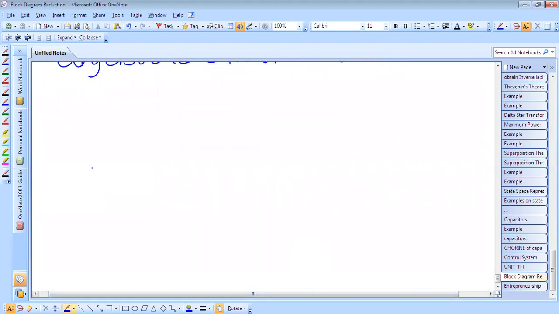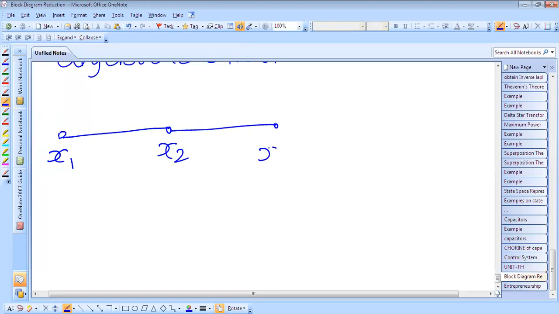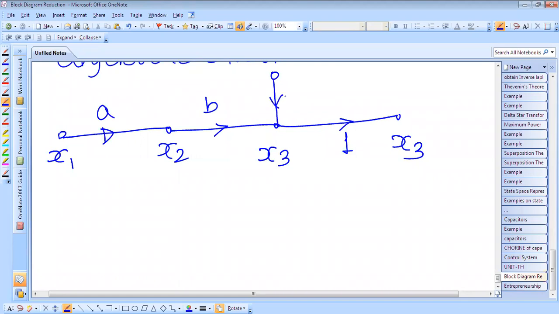The signal flow graph is like this. This is node x1, this is node x2, this is node x3, and this is also node x3. The transmittance here is 1, here it is B, here it is A, and one more is given like this. The transmittance of this is D, and this is node x4.